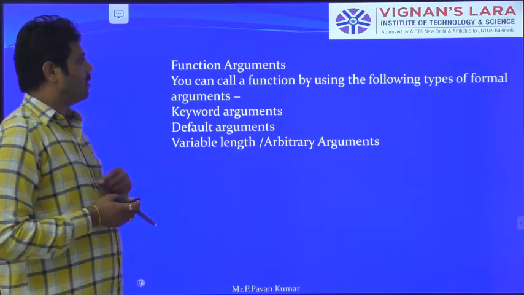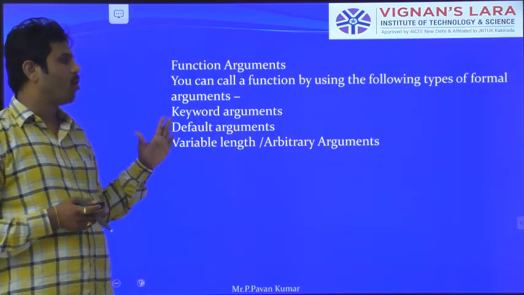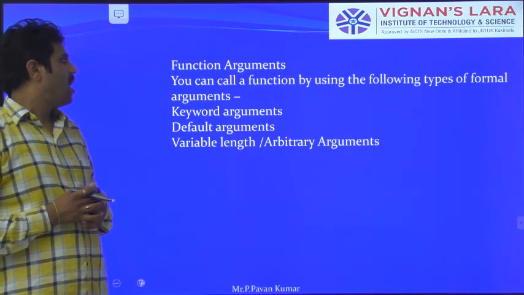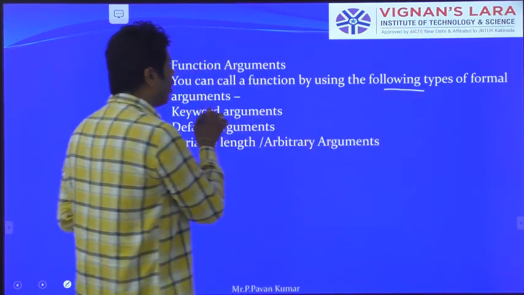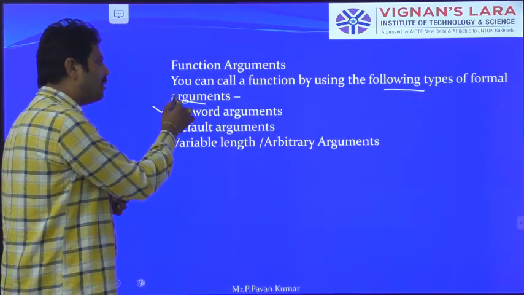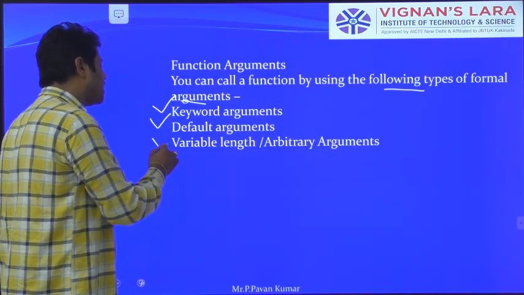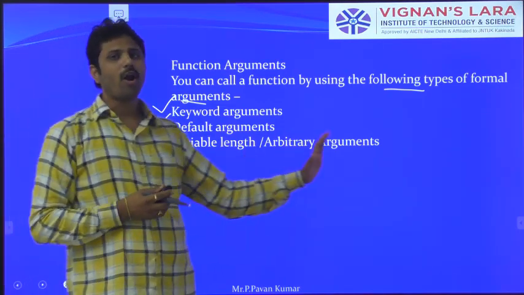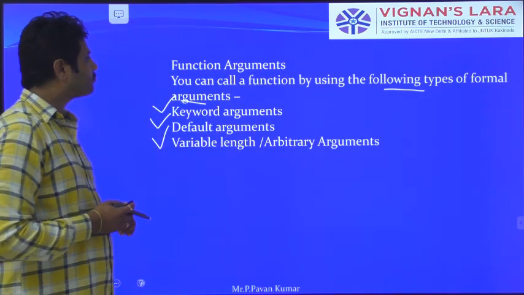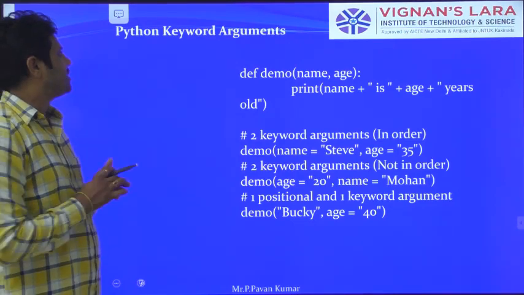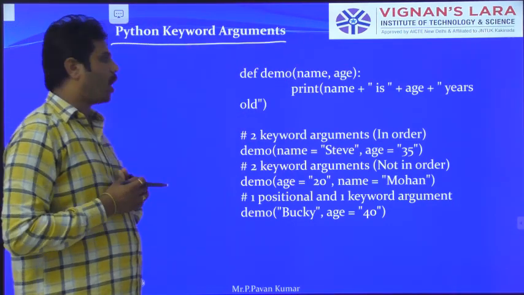Okay. Next, function arguments. In functions, this is an important concept. What is a function argument? You call a function argument using the following types. First one is keyword arguments. Second one is default arguments. Next one is variable length or arbitrary arguments. So let us see one by one. First, Python keyword arguments. What is keyword arguments?